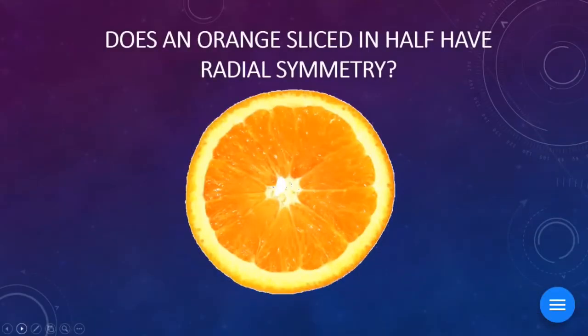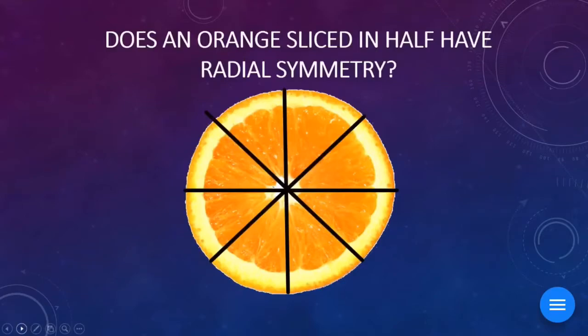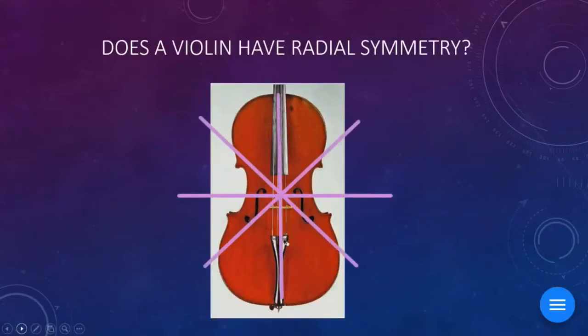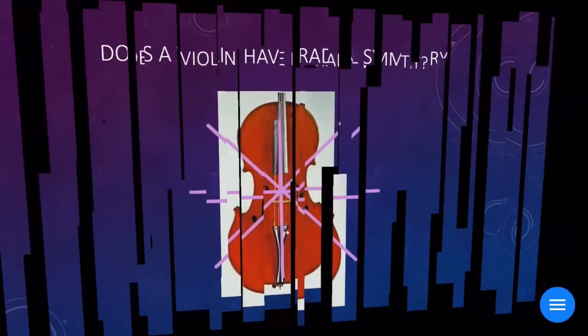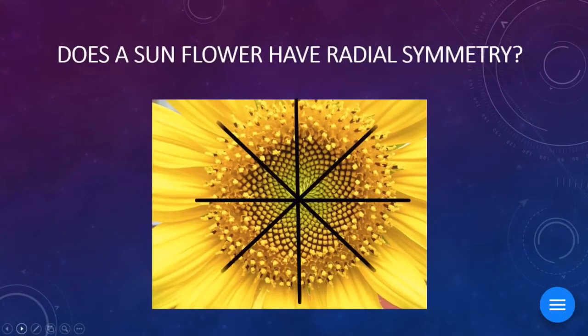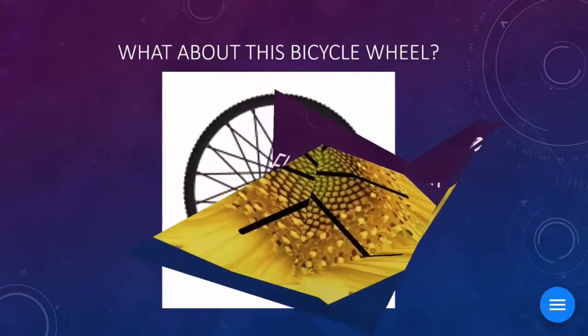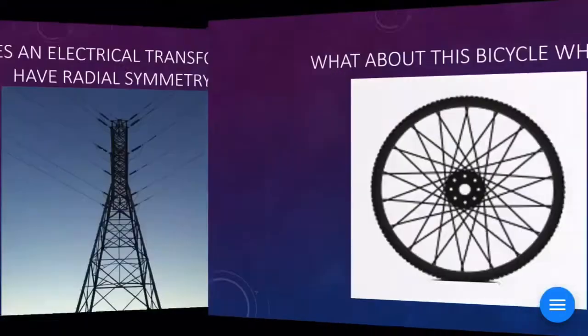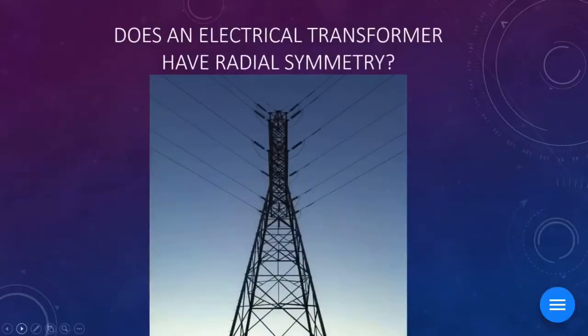Does an orange sliced in half have radial symmetry? Yes, it does. Does a violin have radial symmetry? It doesn't have radial symmetry, but it does have symmetry with one line down the middle. Does a sunflower have radial symmetry? Yes, it does. What about this bicycle wheel? Lines are already practically drawn for you. Yes. Does this electrical transformer, when you look at the whole shape of it, have radial symmetry? No, it does not. But there could be smaller parts of it that might have radial symmetry inside of it.